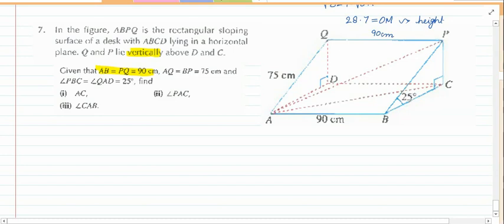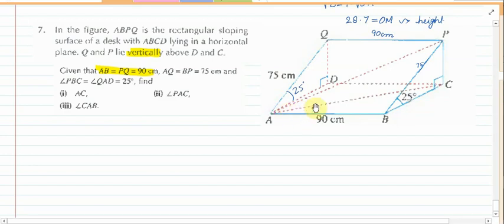AQ is equal to BP. Now this BP length, it's 75. Okay, and angle PBC is 25, angle QAD, that means this angle is also 25 degrees. Find the value of AC.